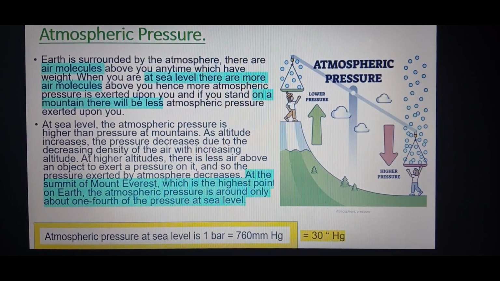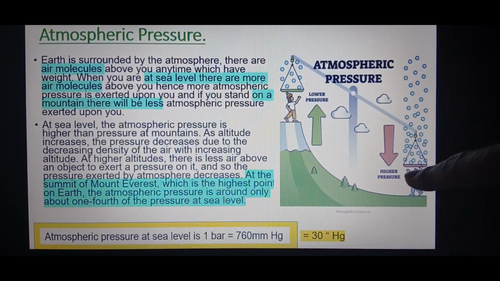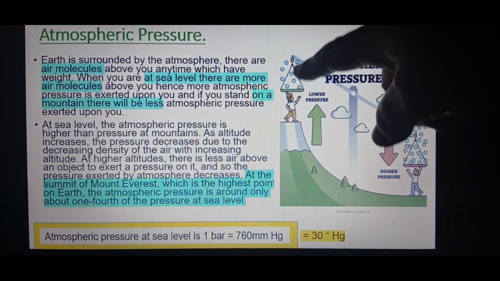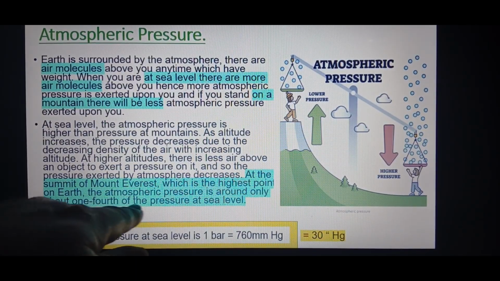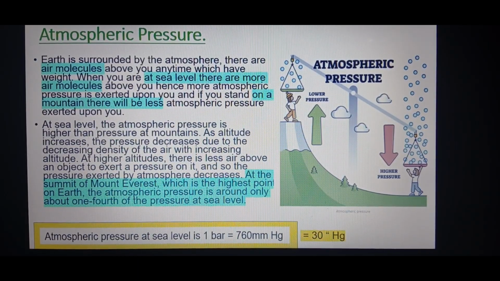So basically what we're saying in this whole scenario is that higher pressure is at sea level because of the air particles that are more tightly packed. It weighs more. The higher you go, the less it will weigh. That's why mountain climbers struggle to breathe, because they have about 1/4 of the pressure at sea level. So they have much less air up there. Atmospheric pressure at sea level is 1 bar or 760 millimeters mercury, which is 30 inches mercury.